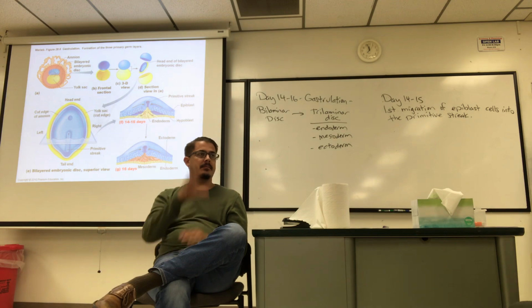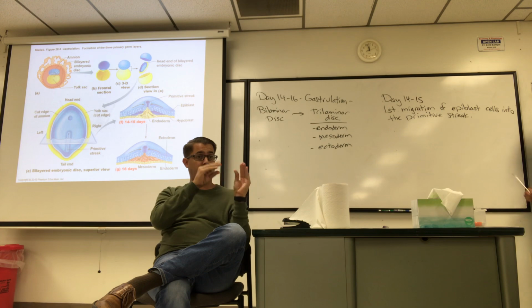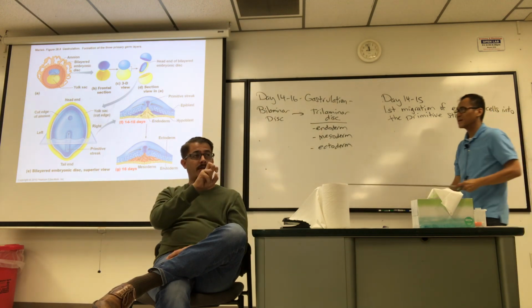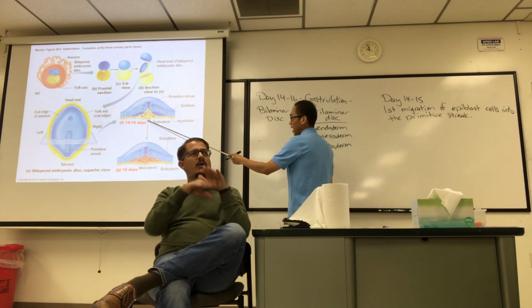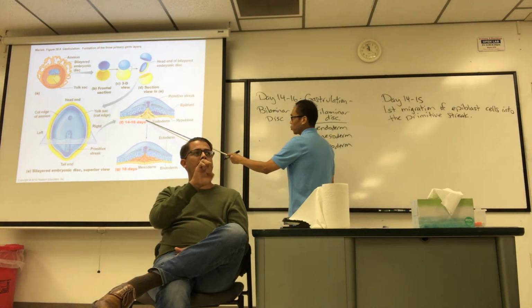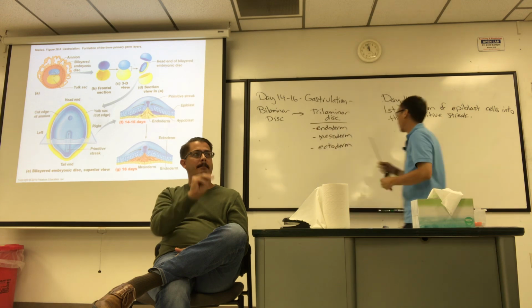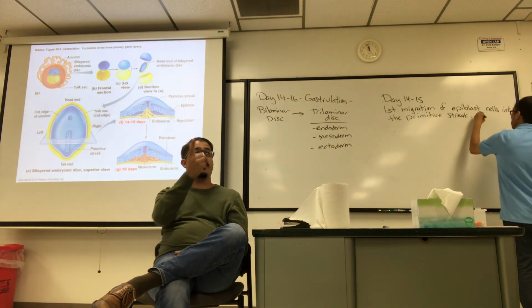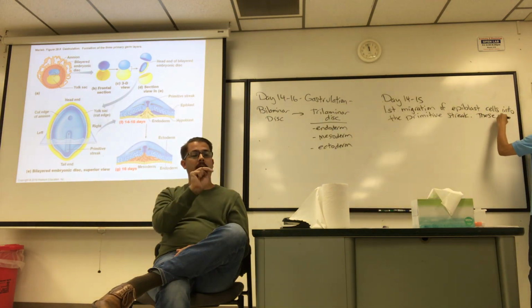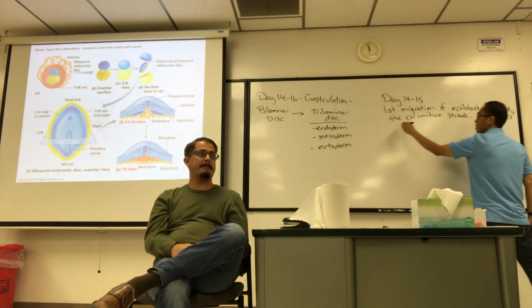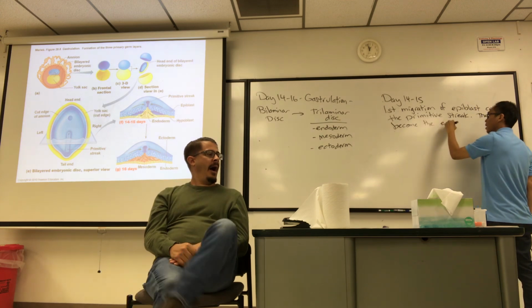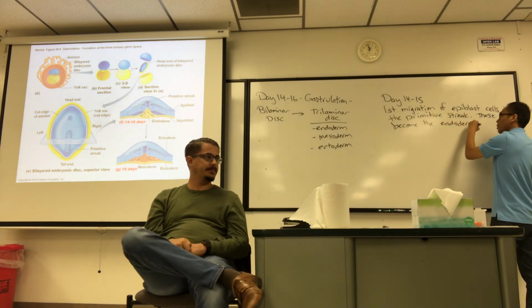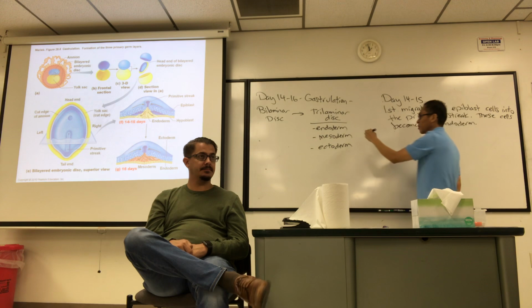What the picture is showing you is when those cells dive into the primitive streak, they replace the underlying cells and they become the ectoderm, or sorry, the endoderm. Let me write that down. These cells become the endoderm. That's one of our layers here, right?